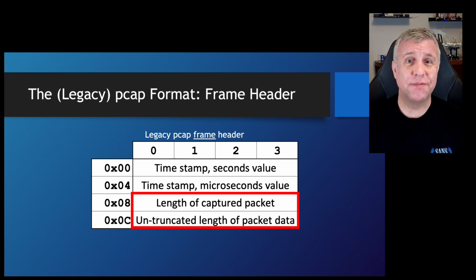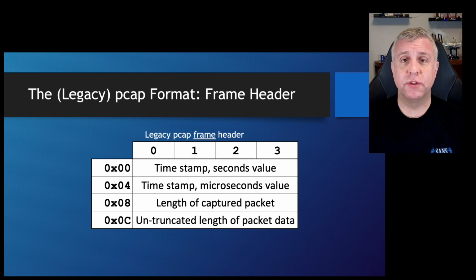If it was originally 1500 bytes, but we only kept 54, then the length of the captured packet will say 54 bytes, and the length of the untruncated packet will still tell us that it was 1500 bytes. So at least you and I are going to know how large that packet was before it got chopped off by that snapshot length. Pretty useful information, and a lot of our tools are going to report this to us as well.